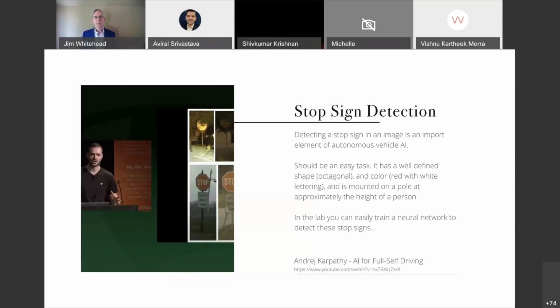Now, at face value, stop sign detection might seem like a problem that should be very, very easy for machine vision to tackle. The stop signs themselves have a very regular shape. They have a very predictable color, red.